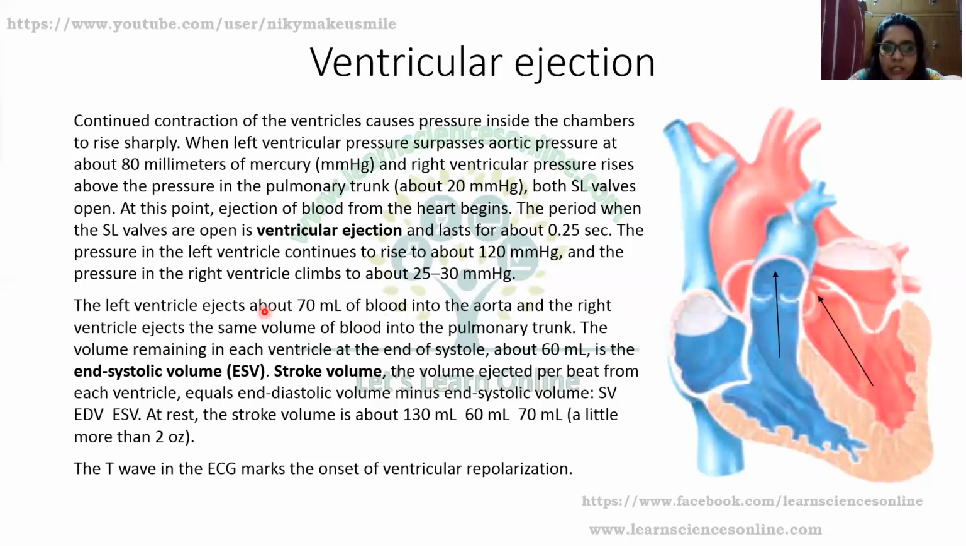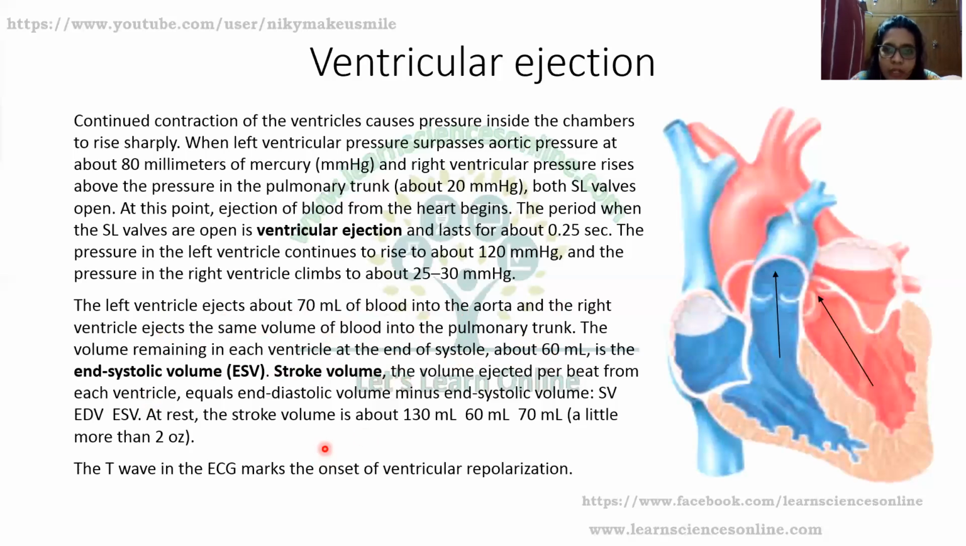So the left ventricle ejects about 70 milliliter of blood into the aorta, and the right ventricle ejects the same volume of blood into the pulmonary trunk. The volume remaining in each ventricle at the end of systole is about 60 ml, and it is known as end systolic volume or stroke volume.